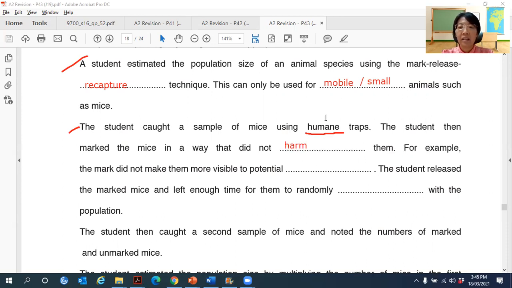Harm them. Very easy, right? You cannot harm them, huh? Okay. For example, the mark did not make them more visible to potential what? Potential what?